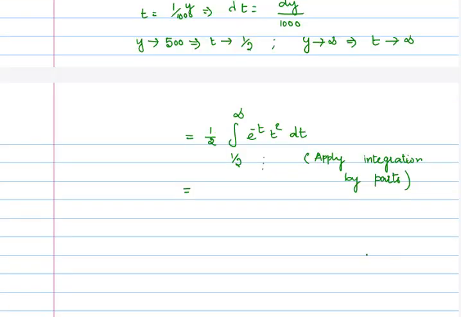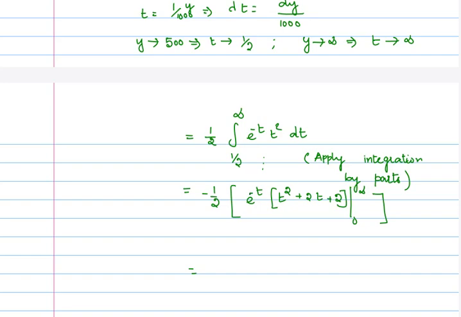The final answer you will get is minus 1 by 2 times exponential of minus t times t square plus 2t plus 2, applied from 0 to infinity. So whenever you apply infinity, you want to use this result. First of all, both of these are going to infinity.